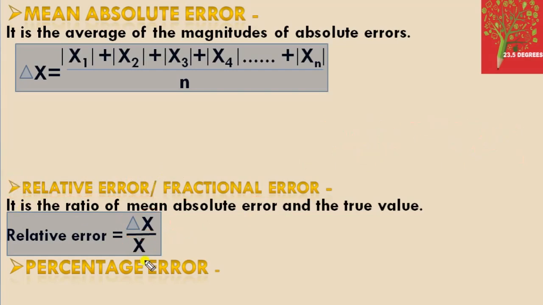Percentage error is just the relative error expressed in percentage. That is, suppose delta x upon x, the mean absolute error upon true value, which is the relative error, is equal to 0.04. Then percentage error would be this multiplied by 100, that is 4%. Percentage error is delta x upon x, the relative error, multiplied by 100. Now we will solve some numerical problems to make our concept crystal clear.